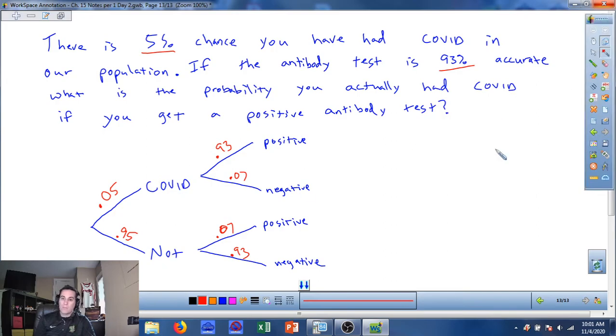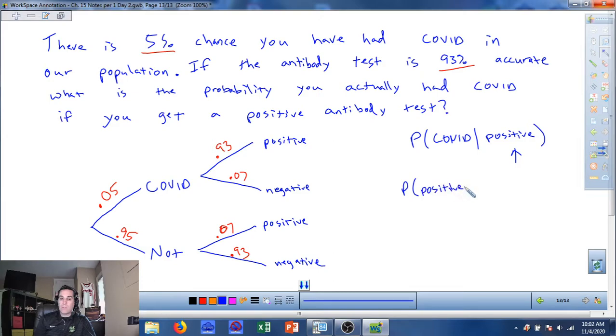So the probability that I'm asking you to figure out is the probability that you actually had COVID given that you get a positive antibody test. Okay, so first thing we need to calculate, how many positive tests do we get? So that's first thing I need to calculate.